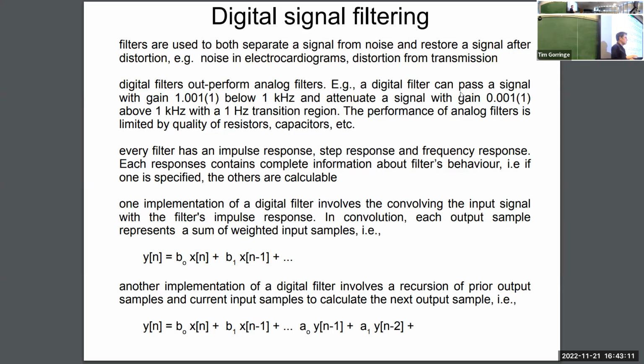You could never design that with analog circuits. You could never build that with resistors and capacitors and inductors. One of the problems with resistors and capacitors and inductors and analog circuits is the reproducibility, the quality of the resistors, the inductors, capacitors. So in the digital world, everything's very reproducible, and you can build much better quality digital filters than you could build out of analog components.